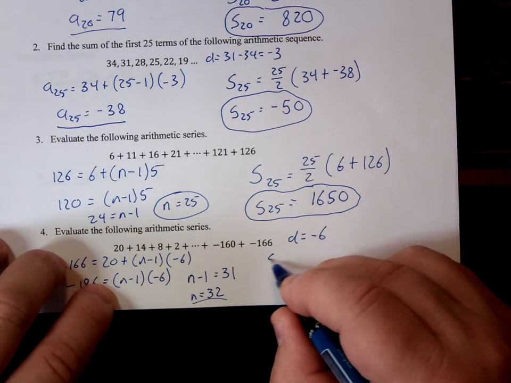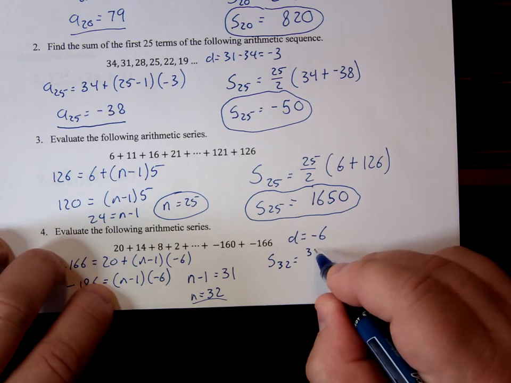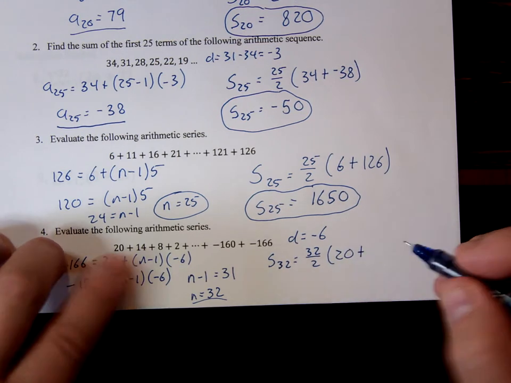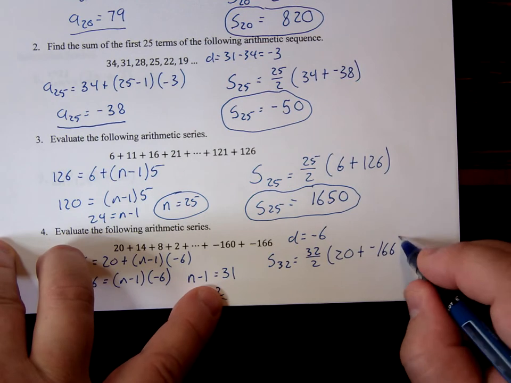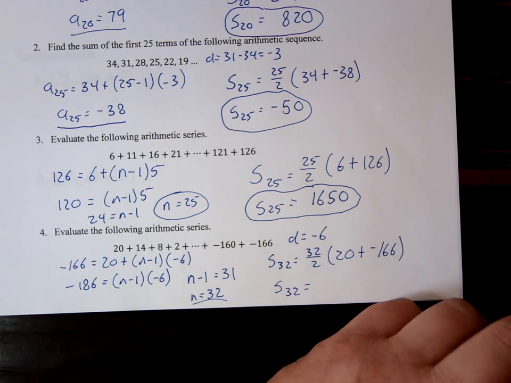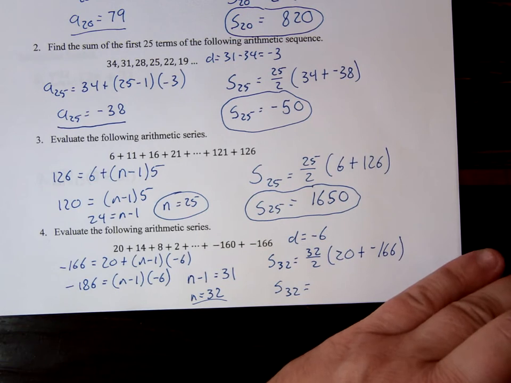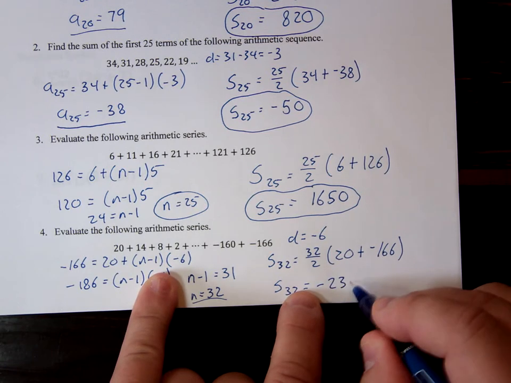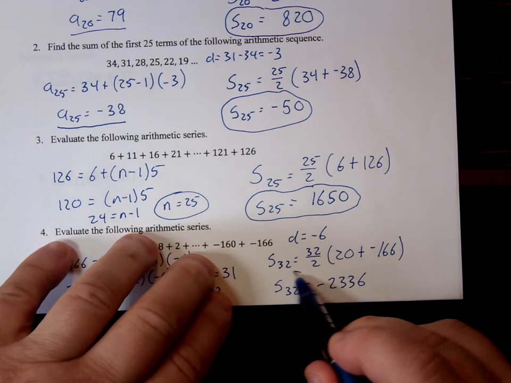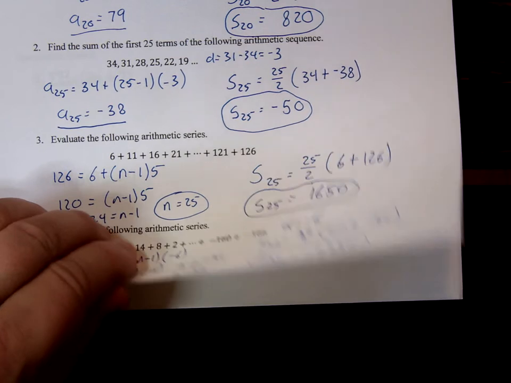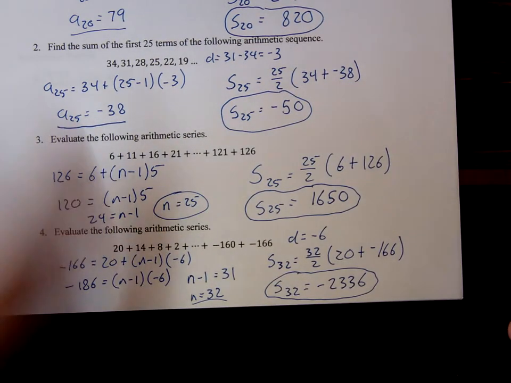Again, the sum of the first 32 will be 32 divided by 2 times the first term plus the last term, which is negative 166. So the sum of the first 32 terms is 32 divided by 2, parentheses, 20 plus negative 166, which is negative 2336. All right. So a series is just adding up. Follow that formula, and use the other sequence formula if you're missing any piece of that formula.